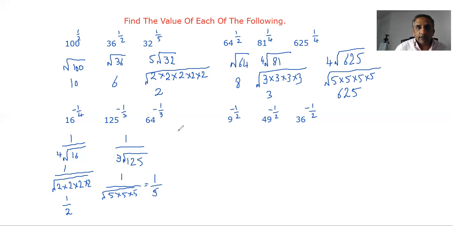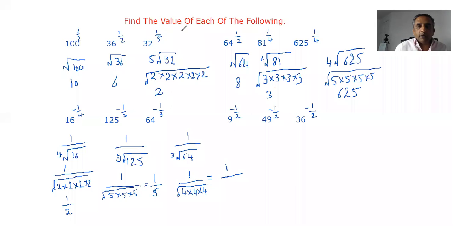And this question is 1 over the third root of 64. It means, again, we have to find a number which, when we multiply the same number 3 times, you should get 64. So now it will be 1 over 4 times 4 times 4, because 4 times 4 is 16, 16 times 4 is 64. So your final answer will be 1 over 4.